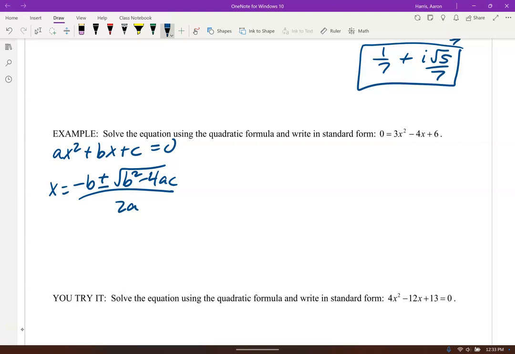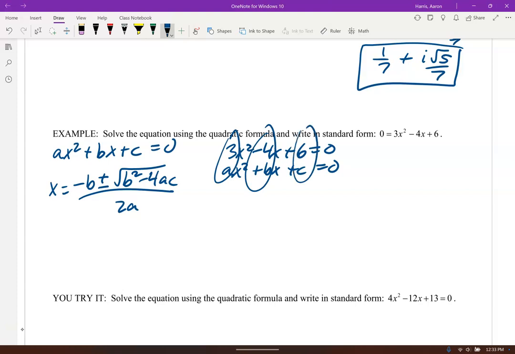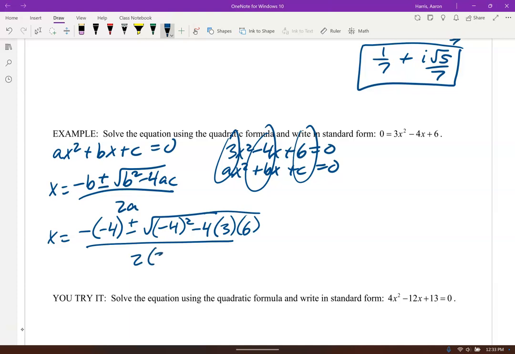So what we have here is 3x squared minus 4x plus 6 equals 0. So our a is 3, our b is negative 4, and our c is 6. So let's go ahead and plug that into the quadratic formula to solve this. Negative b, negative 4, plus or minus my b squared minus 4. My a is 3, and my c is a positive 6. This is all over 2 times a.